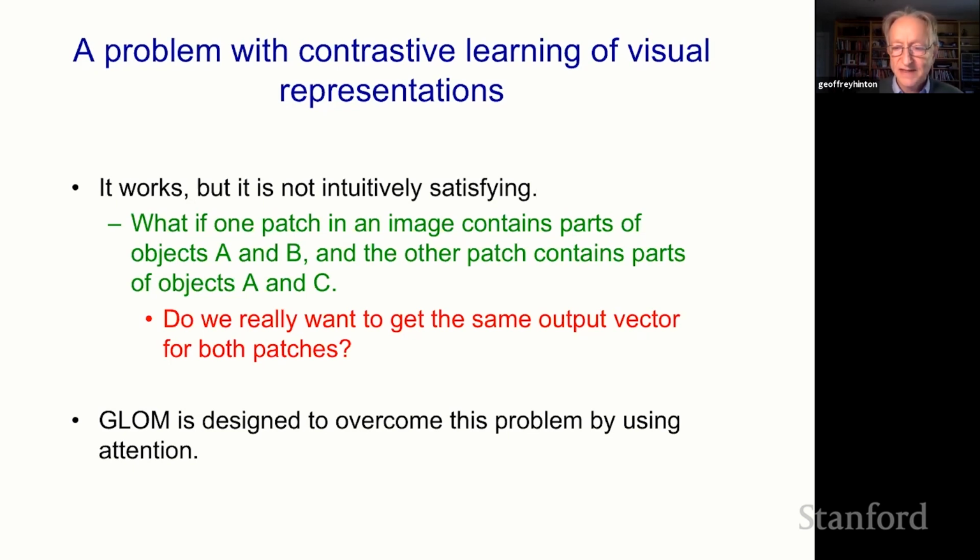What we'd like is that the representations you get at the object level should be the same if both patches are patches from object A, but should be different if one patch is from object A and one patch is from object B. And to do that, we're going to need some form of attention to decide whether they really come from the same thing. And so GLOM is designed to do that. It's designed to take contrastive learning and to introduce attention of the kind you get in transformers in order not to try and say things are the same when they're not.